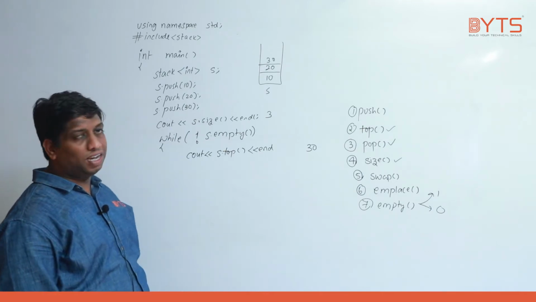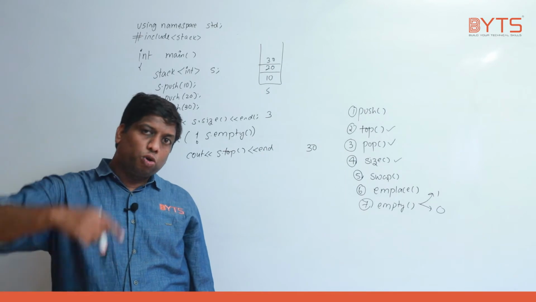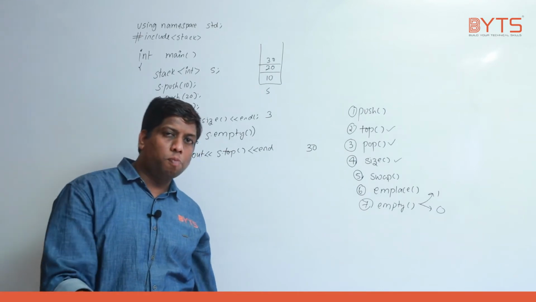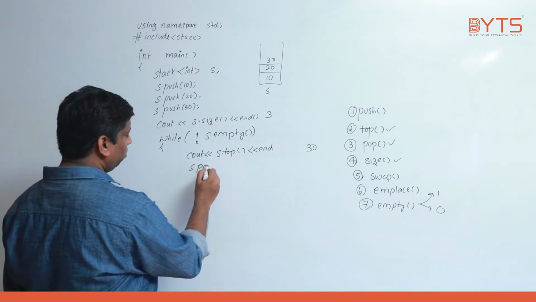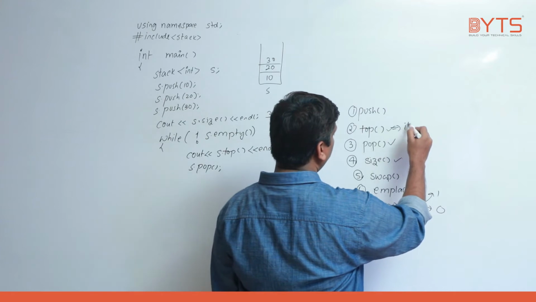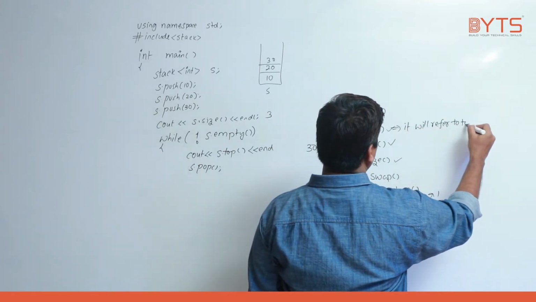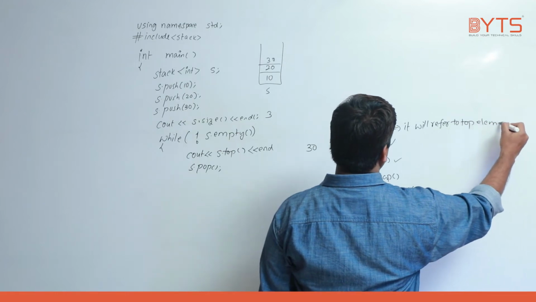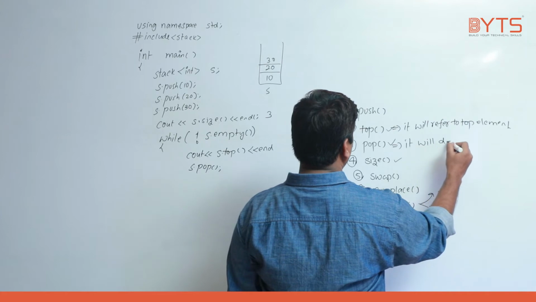If you want to get 20, then top should point to 20. If you want to point to 20, then 20 should be the top. How will 20 be the top? When you delete 30. How do you delete 30? s.pop. Right? So what is the top? It will refer to the top element. What is pop? It will delete the top element.